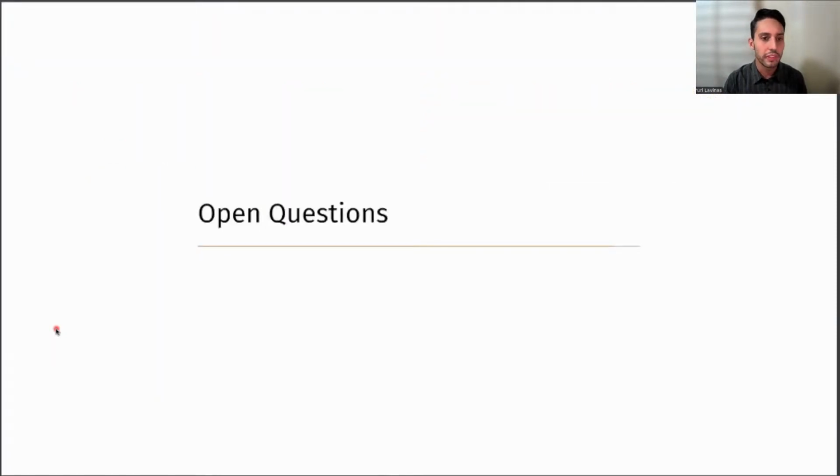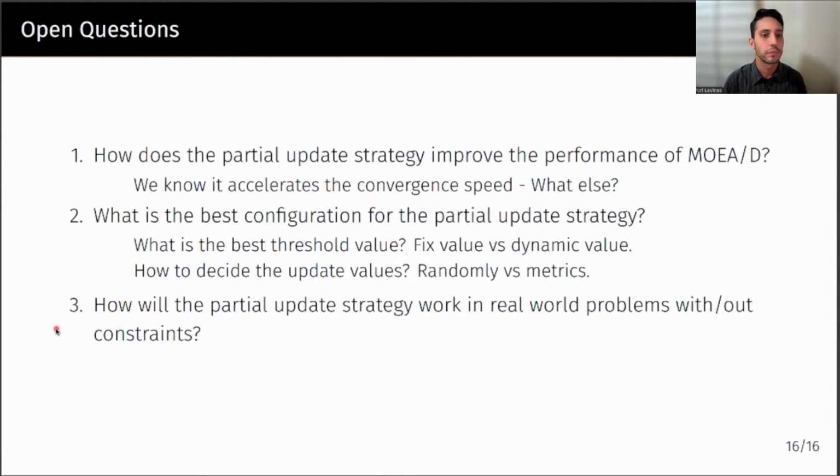So to end my presentation, let me talk about some open questions I'm working with right now. The first one: how does the partial update strategy improve the performance of MOIAD? We know it accelerates the convergence speed, but what else? Second, what is the best configuration for the partial update strategy? What is the best threshold value?